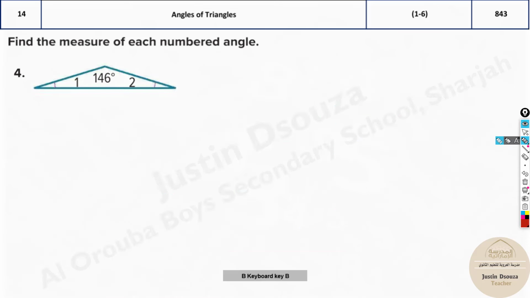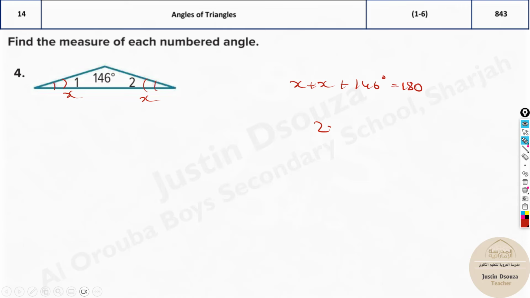Now over here, it is similar, but what's the change? You don't have two angles, but they have told us this and this are equal, right? Because they have mentioned over here, this one line means they're equal. So let's consider this as x and this as x. So x plus 146 degrees is equal to 180 degrees.